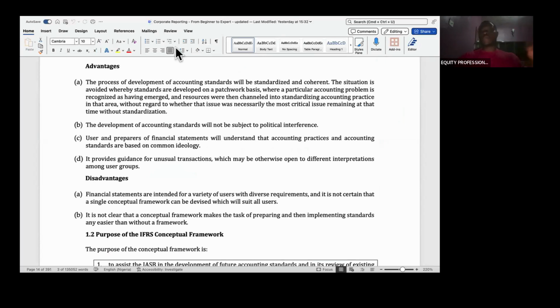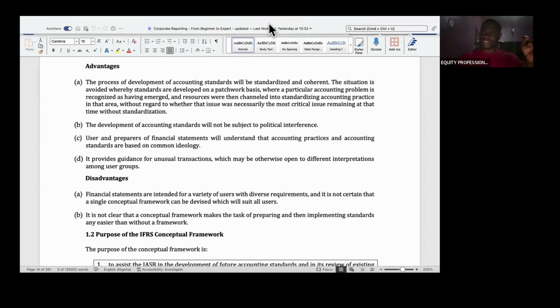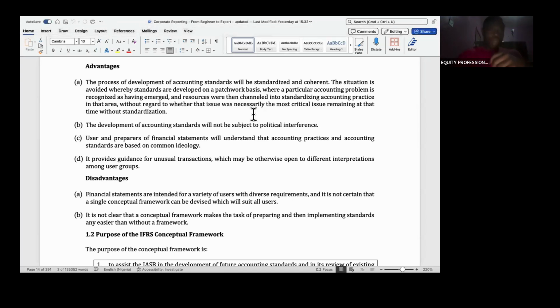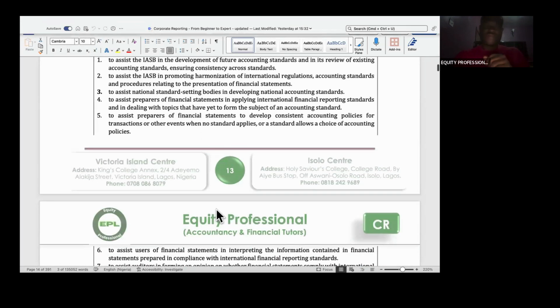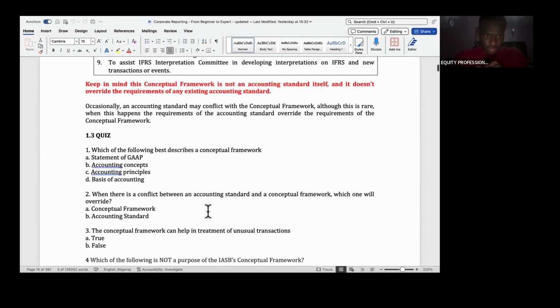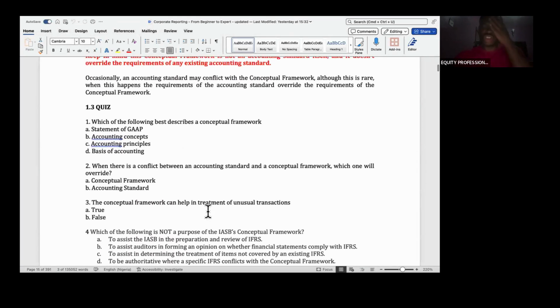So if it now happens that there is a conflict between the conceptual framework and the accounting standard, it will be the accounting standard that will override. If there happens to be a conflict, though we don't expect that, we hardly have that, but if you have a situation where there is a conflict, the IFRS will supersede. Okay, so I've been speaking for almost 30 minutes. Just to be sure that you are following, let's look at this set of quizzes together.